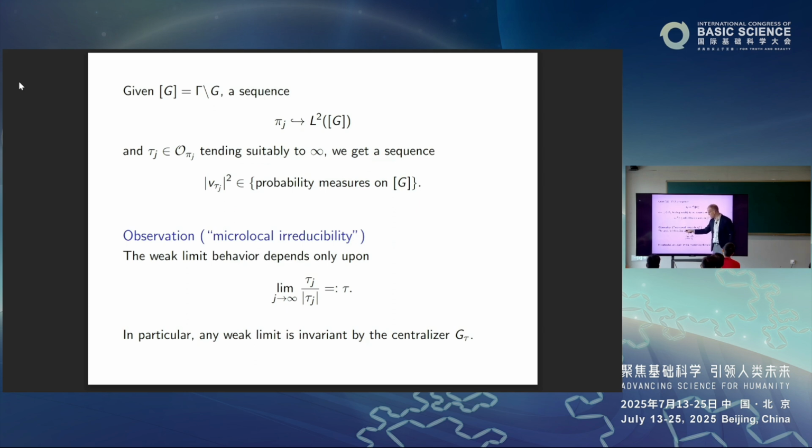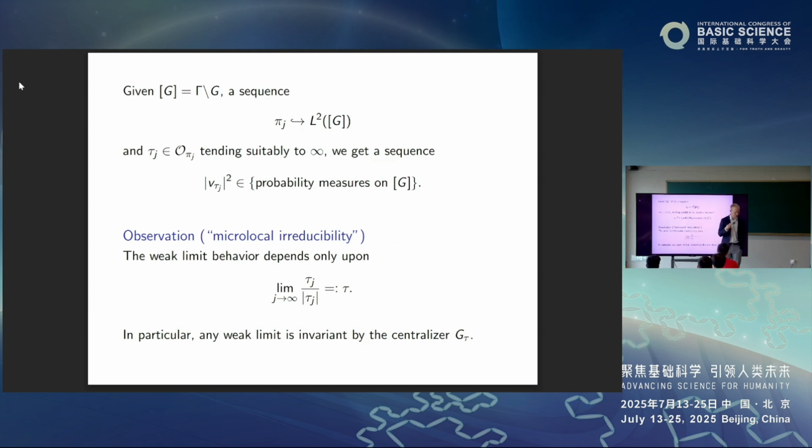So the observation here is that the weak limit behavior, meaning the behavior that you see after blurring out a kind of arbitrarily small but fixed amount, only depends upon the normalized limit of these points tau j. So you could have chosen any nearby tau j's, and as long as you didn't destroy what this limit was, you wouldn't affect the weak limit behavior. So it's some kind of continuity phenomenon.